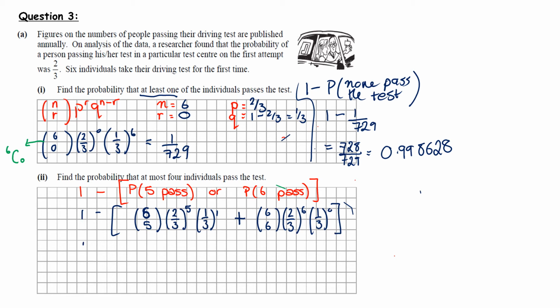Working those out, we should get 192 over 729. So that's the probability that 5 of them pass, and the probability that all 6 of them pass is 64 over 729.